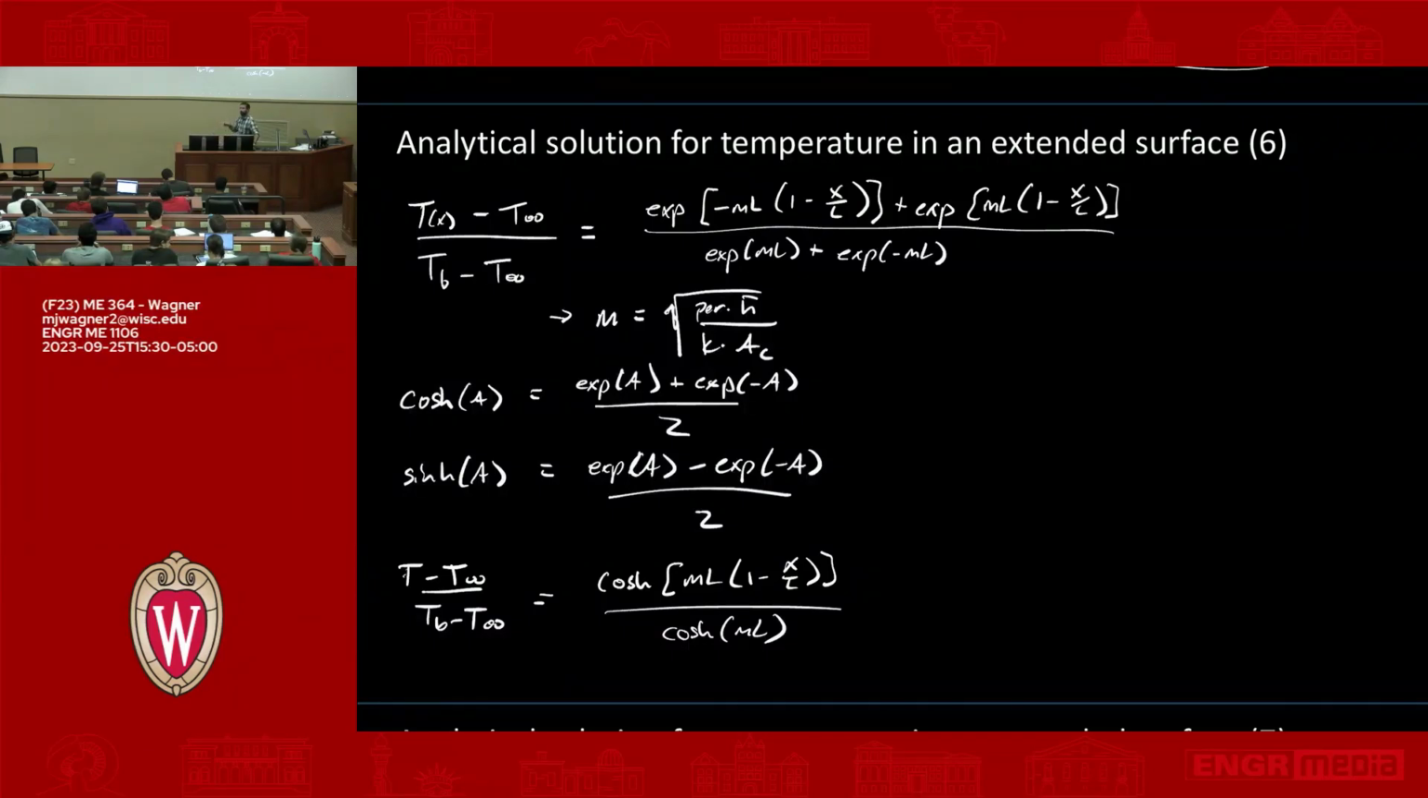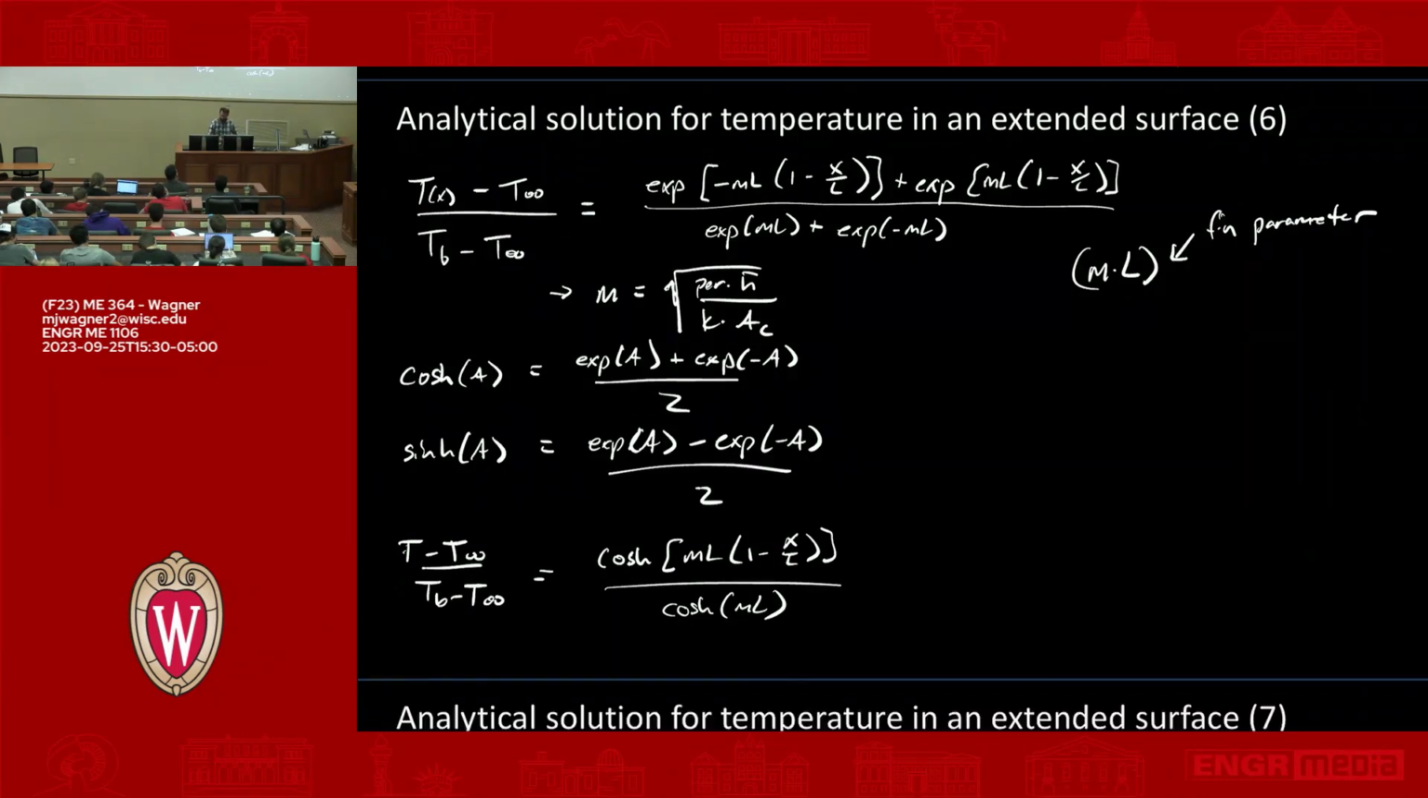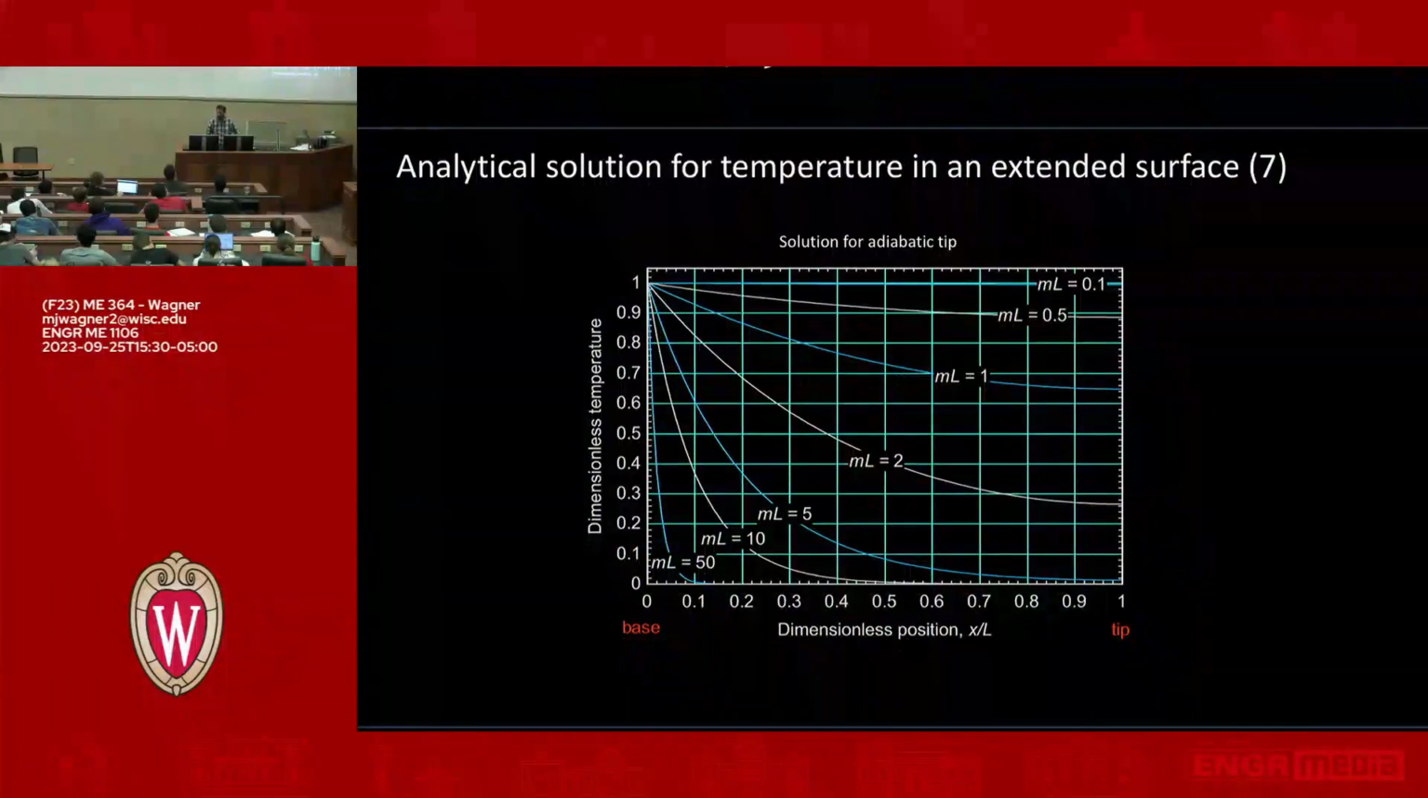I want to point out right now that there's something interesting about this m parameter. Normally we talk about m times L, this product here. We'll say this is the fin parameter. M times L is special because it's this non-dimensional parameter that lets you describe what the fin is going to do.